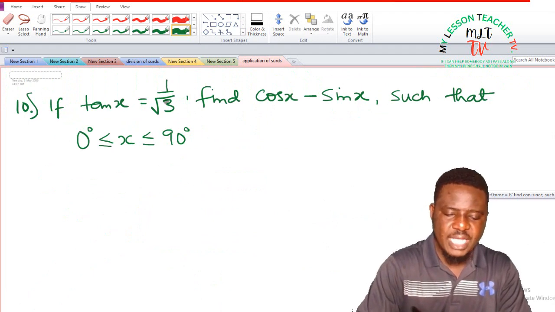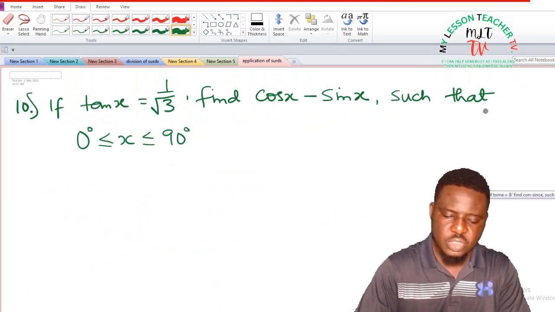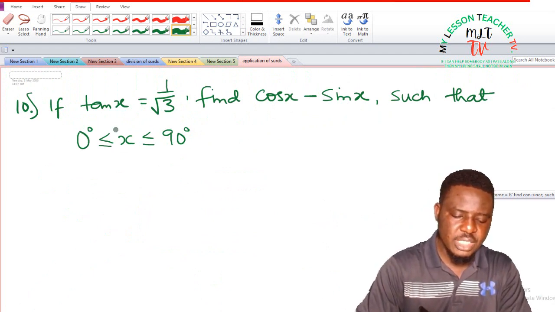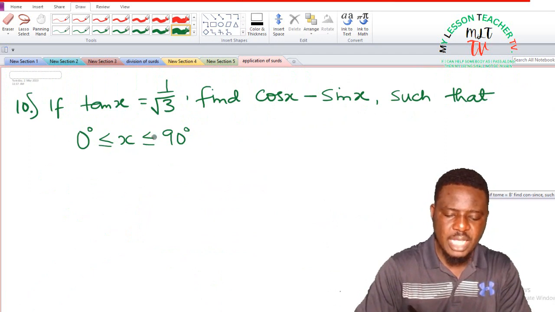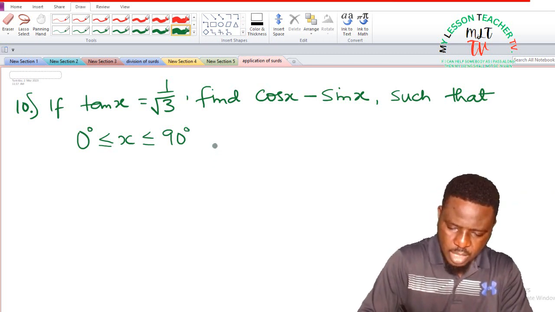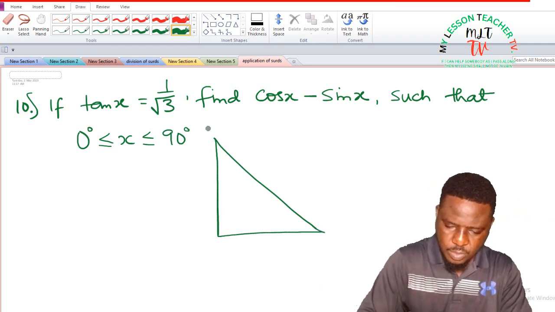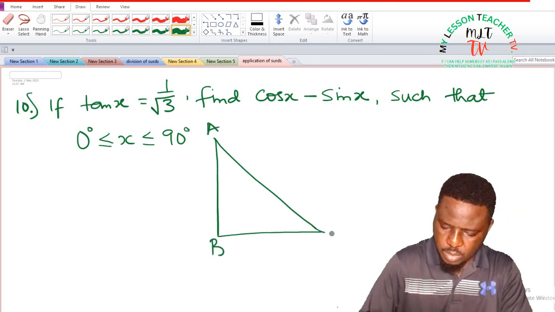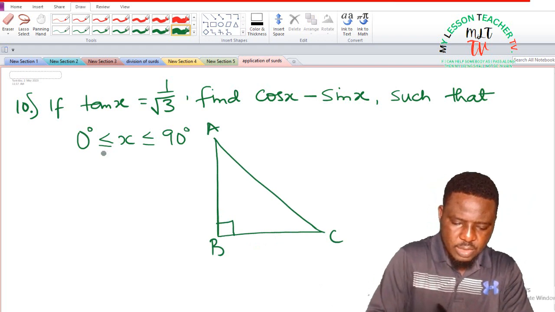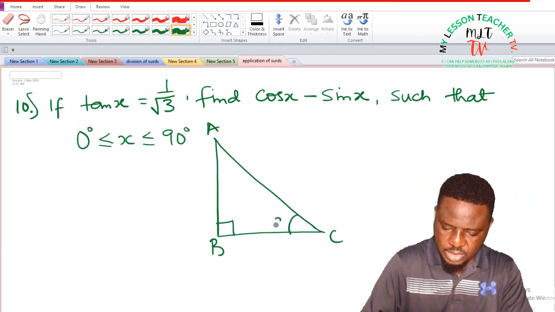Question 10 says, if tan x is equal to 1 divided by root 3, find cos x minus sin x, such that 0 degrees is less than or equal to x and x is less than or equal to 90 degrees. Now you can solve this problem using a right angle triangle. If I sketch this as a right angle triangle ABC, because we are told that x lies in the first quadrant.